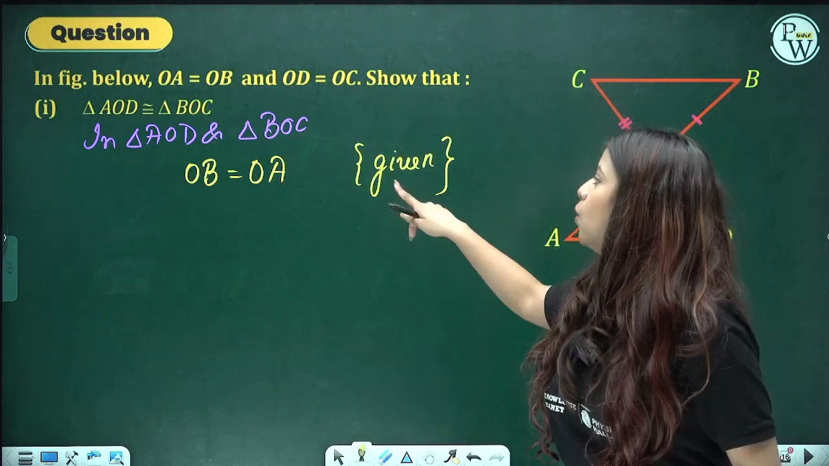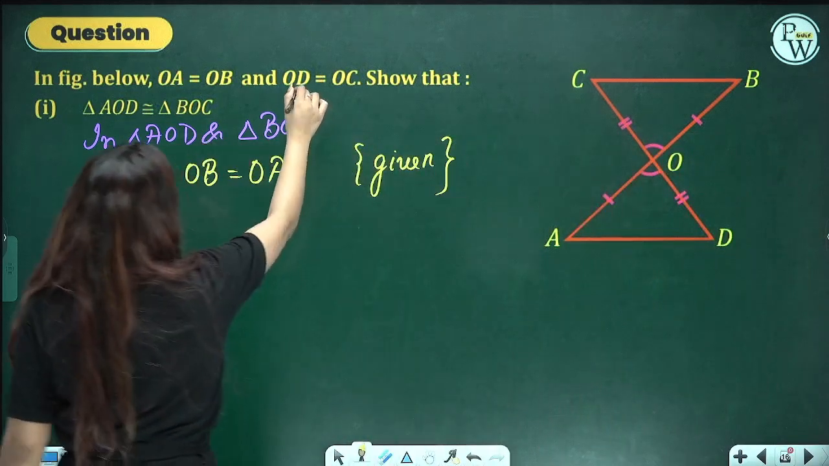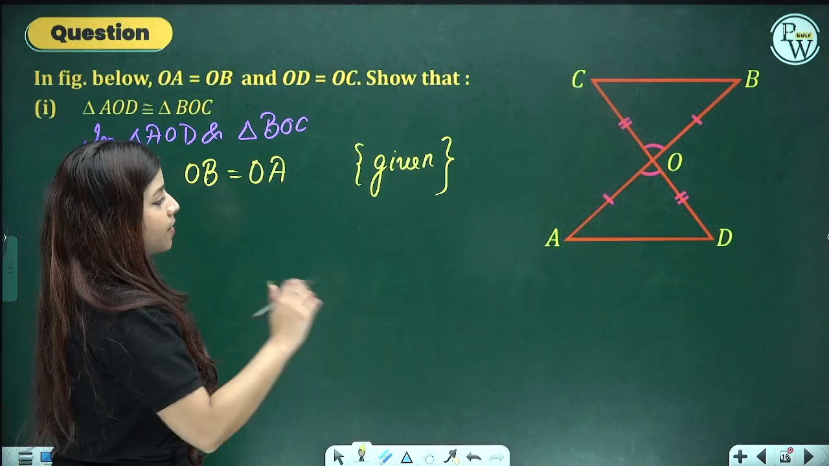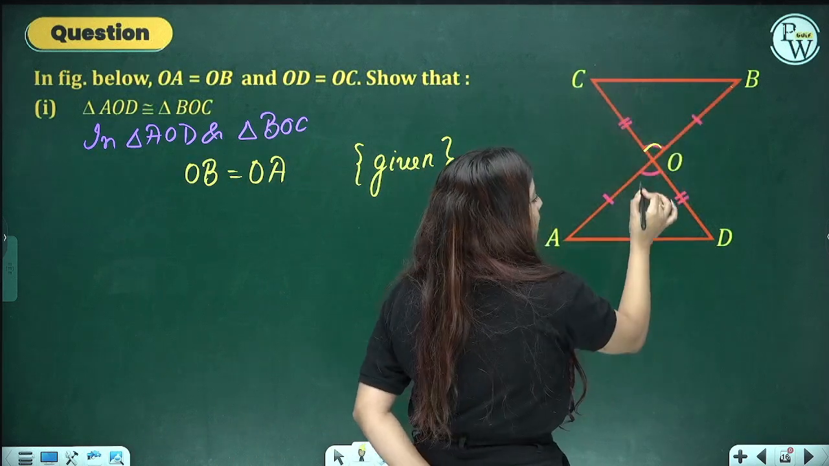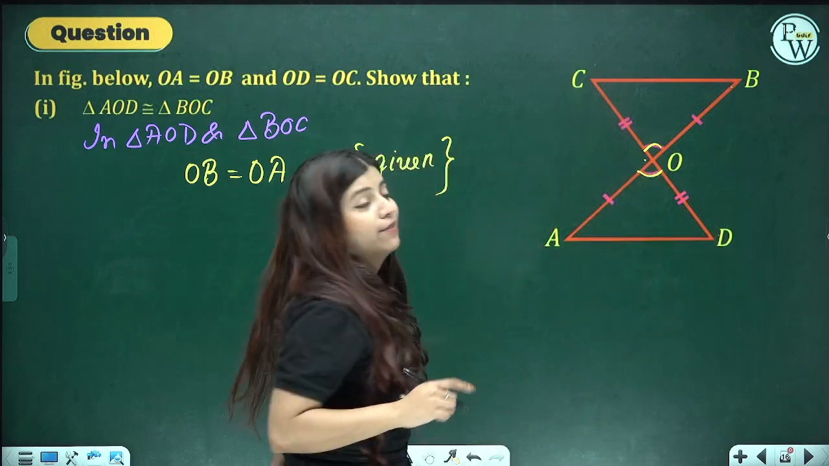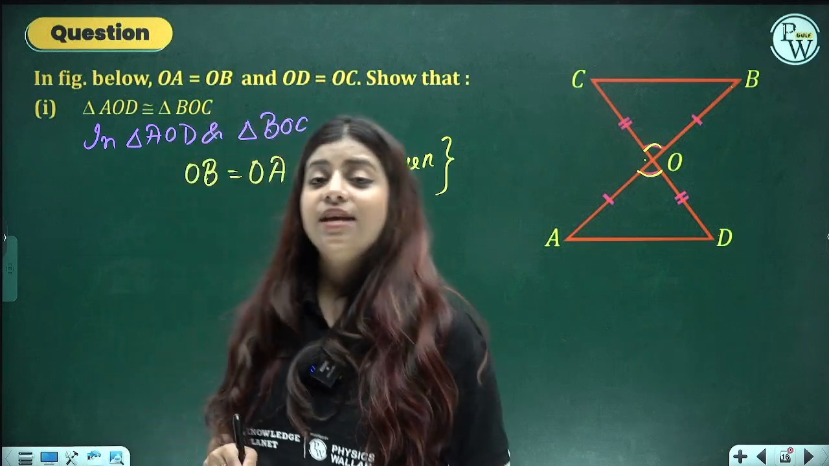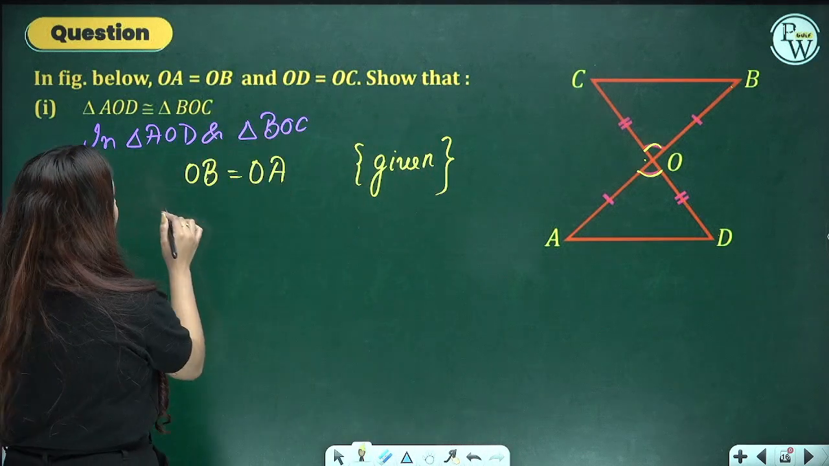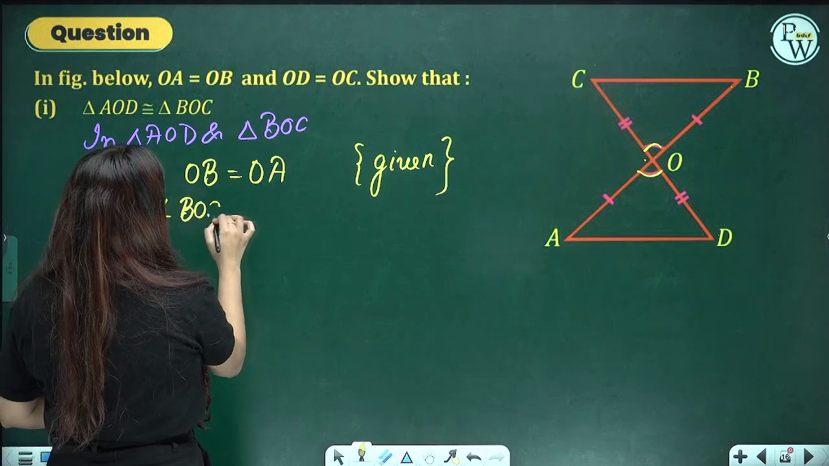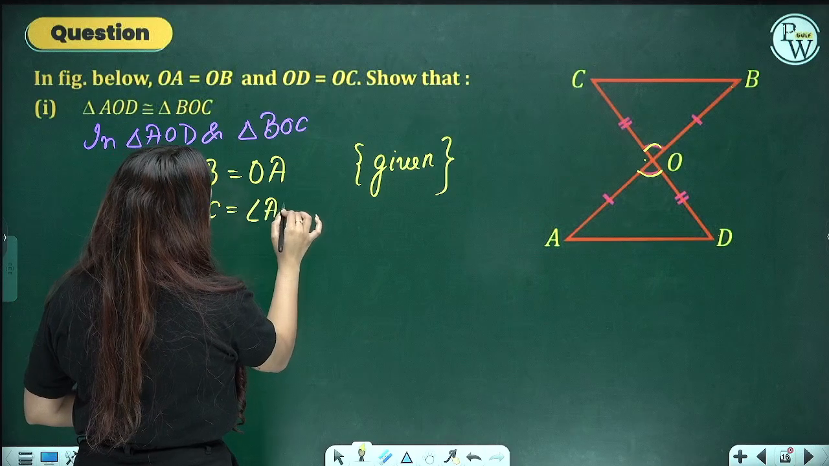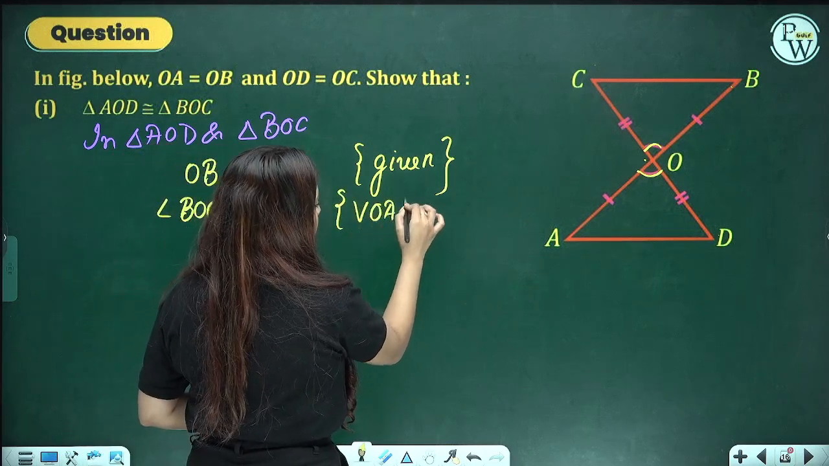And why I have said OA equals OB, because it is given to us in the question. The next we can say is C. This angle COB will be equal to this angle DOA. Why? Because they are vertically opposite angles, and in the chapter lines and angles we have read about vertically opposite angles. So we can say angle BOC is equivalent to angle AOD, the reason being vertically opposite angles.